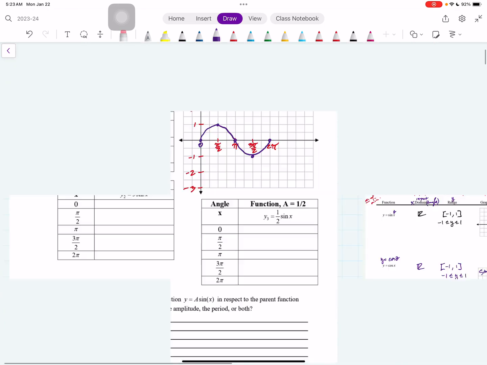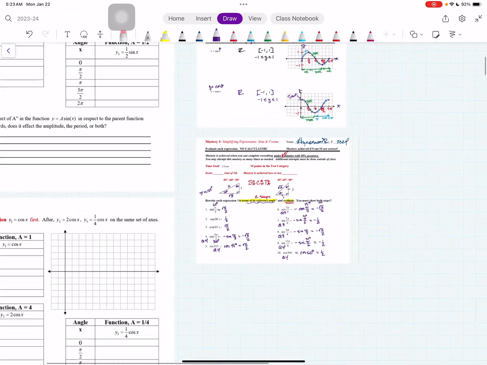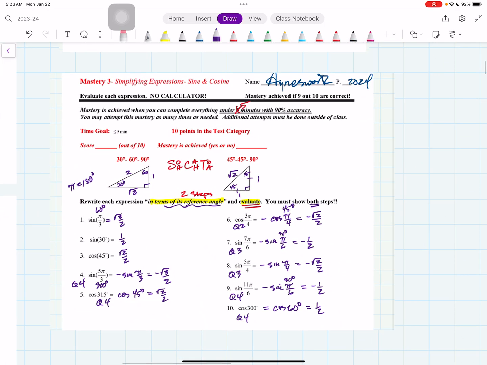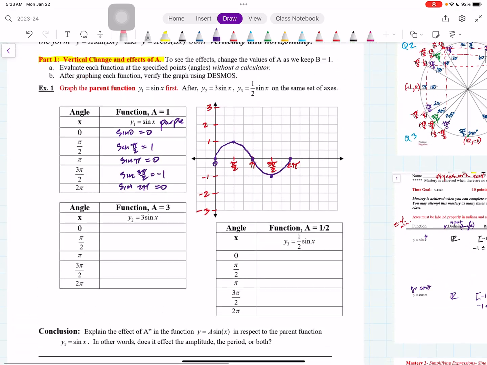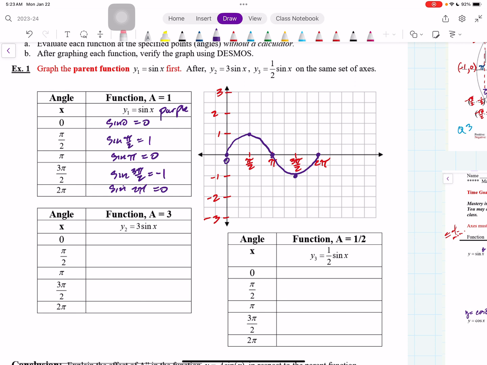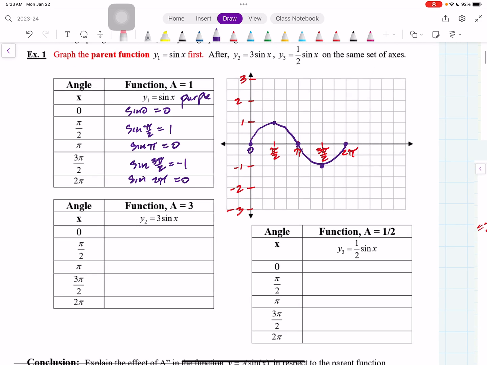And notice that, by the way, that's mastery number 3. If you look at mastery number 3, you have to evaluate sine and cosine at different points around the unit circle, and you have to do that using just triangles, and not the unit circle itself. You have to be able to visualize and rewrite things in terms of its reference angle. And that's why I did those masteries last week, because you got to get good, guys.